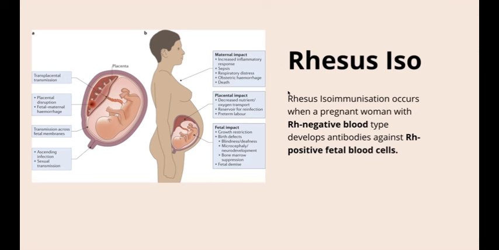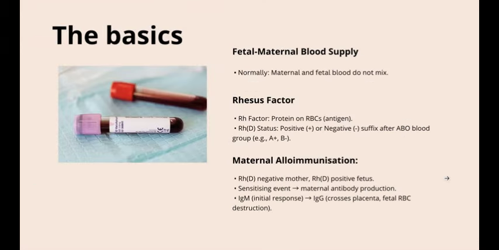So this is a bit of a diagram here on the left which outlines some of these impacts, the maternal, placental, and the fetal impacts. So going back to first principles, throughout most of the pregnancy, the maternal and fetal blood do not mix. There are sensitizing events such as birth or in a miscarriage or in trauma when that is no longer true and blood can mix. And that is when we have this rhesus issue.